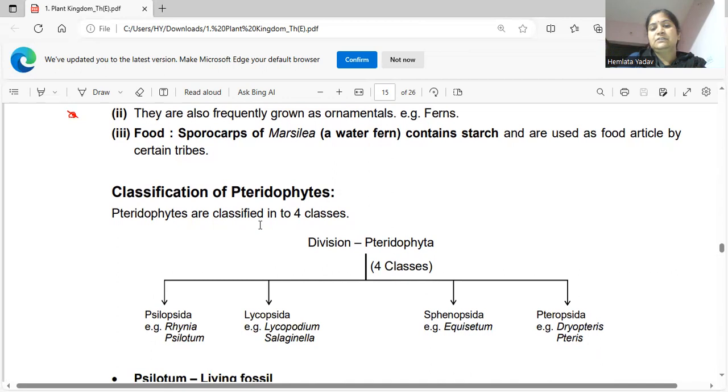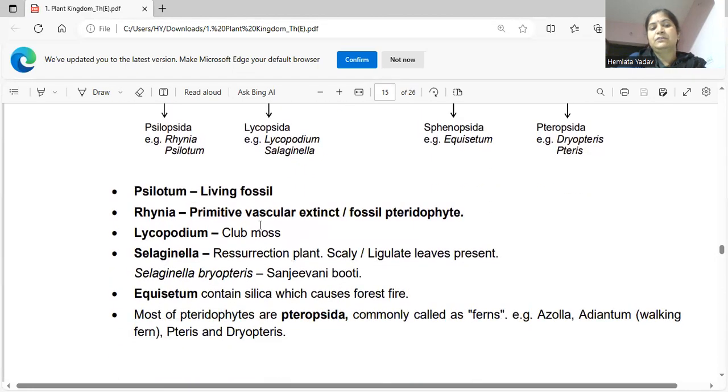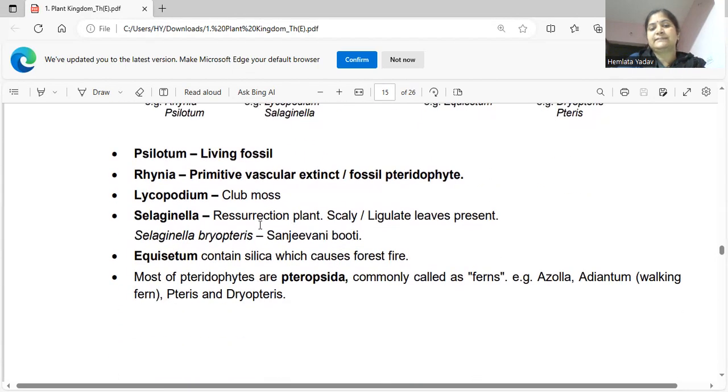The 4 divisions of Pteridophyta are Psilopsida, Lycopsida, Sphenopsida, Pteropsida. Psilotum is the living fossil. Rhynia is a primitive vascular extinct fossil pteridophyte. Lycopodium is club moss. These are the common names. Equisetum contains silica, and most pteridophytes are Pteropsida, commonly known as ferns, like Azolla, Adiantum, walking fern.